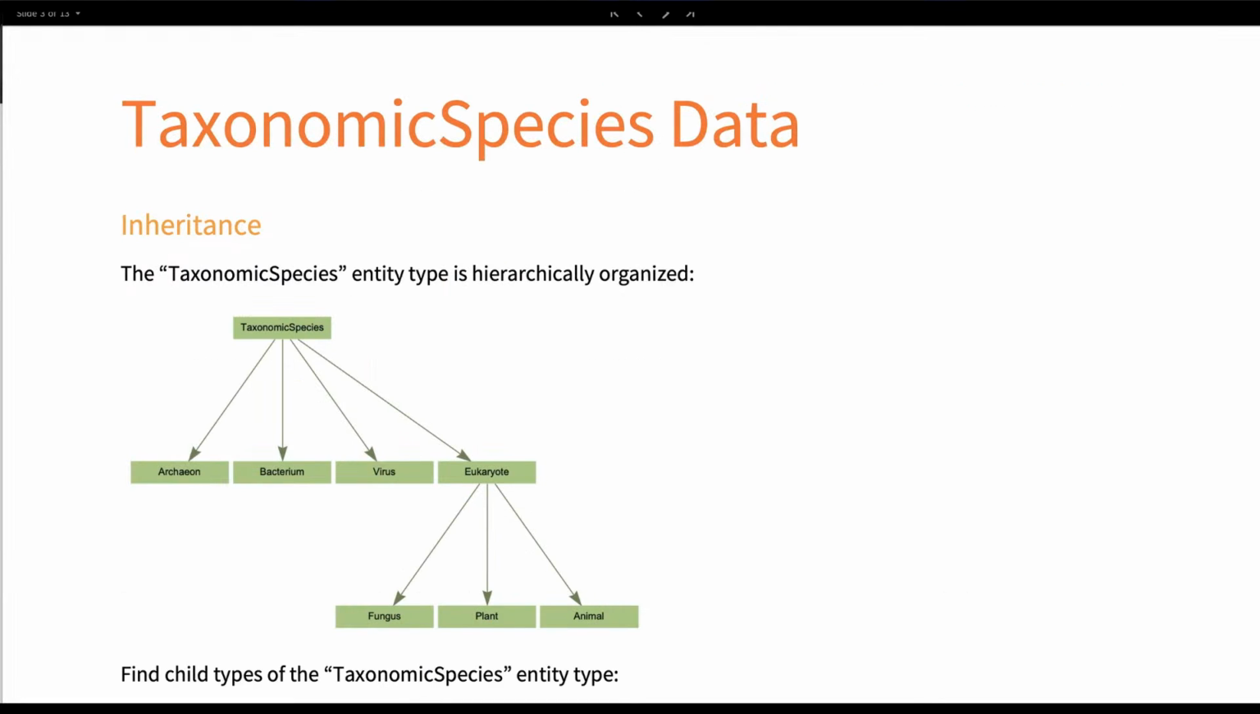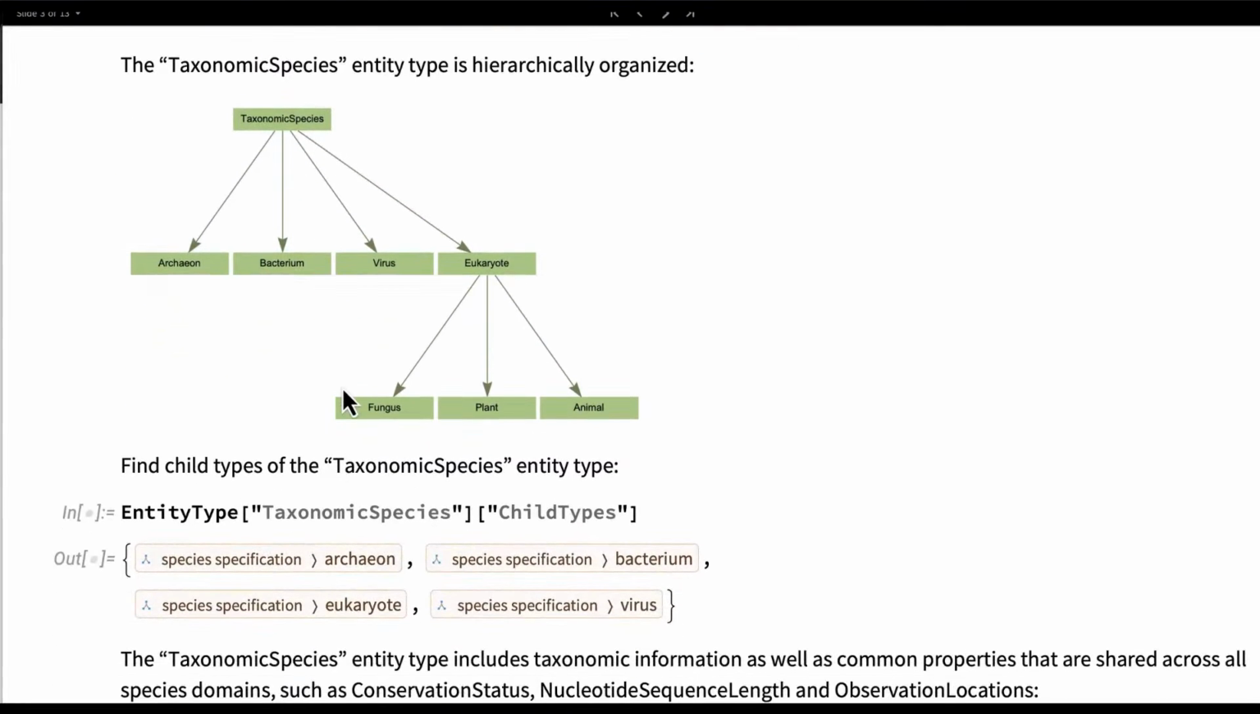The taxonomic species entity type is hierarchically organized. Just like the tree of life, this tree diagram illustrates how the entity types are hierarchically structured. You can see that child types like virus and bacteria are placed below taxonomic species. In the Wolfram Language, you can access the child types of a given entity type using this newly introduced entity type concept. So here you can see the list of direct children of the taxonomic species entity type.